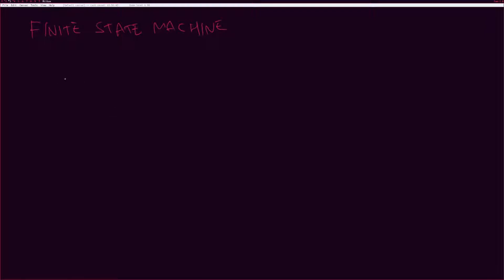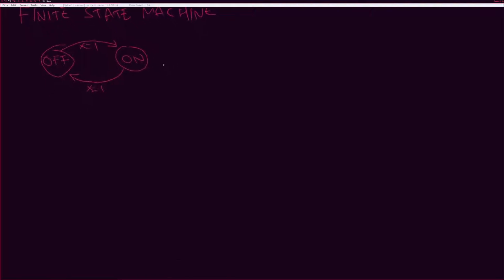So, okay, let's do a simple example here. We'll have an off state, on state again. Okay, this can be this, x equals 1, x equals 1. So if we're currently on and x changes to 1 or is 1, then we go to off. And if we're currently off and x is 1, we go to on.